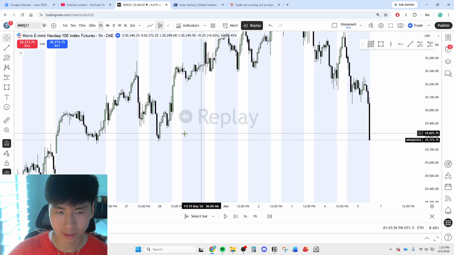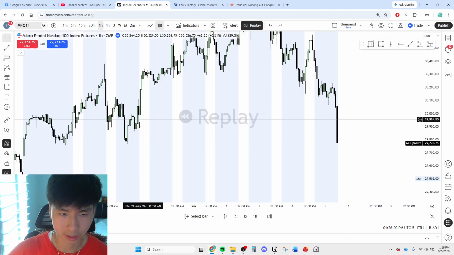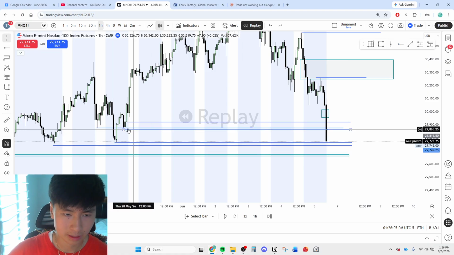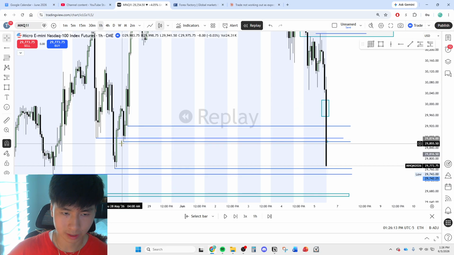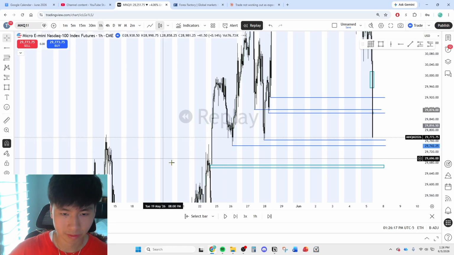So the draws on liquidity are pretty simple. Just these next lows that we can target, like this one. I already marked it out. This is the start of a daily fair value gap that I marked out. Just this low, literally all these lows.